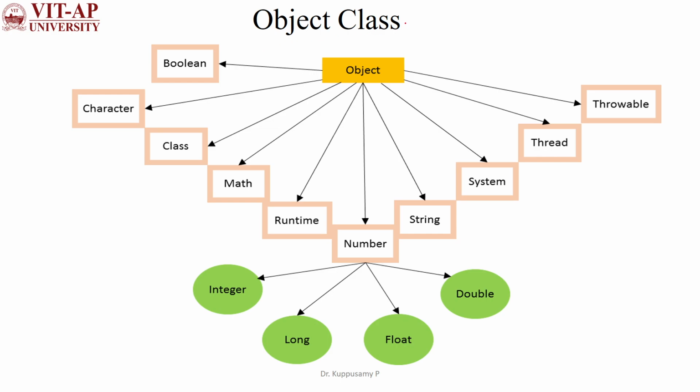Here the Object is the class which is acting as a parent class, and it has many child classes like Boolean, Character, Class, Math, Runtime, Number, String, System, Thread, Throwable. So these are all child classes to the Object class. Okay, Object class is the parent. Then again the Number class has its own subclasses: Integer, Long, Float and Double.